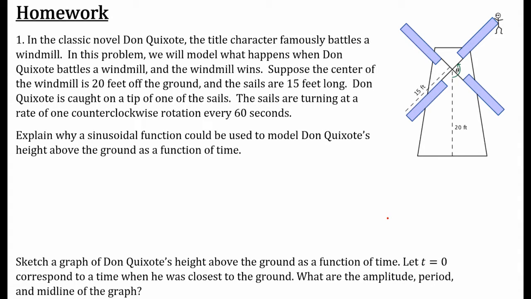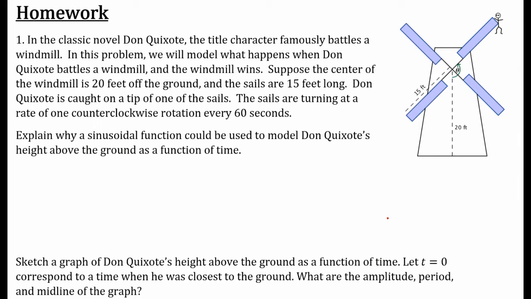Number 1. In the classic novel Don Quixote, the title character famously battles a windmill. In this problem, we will model what happens when Don Quixote battles a windmill and the windmill wins. Poor Don Quixote. Suppose the center of the windmill is 20 feet off the ground. Here's the windmill. It's 20 feet off the ground. And the sails are 15 feet long.